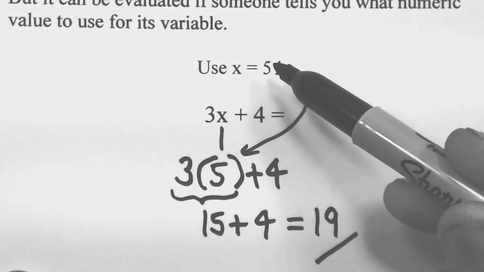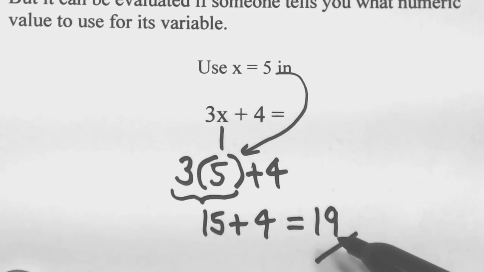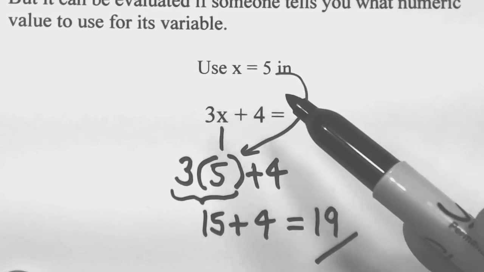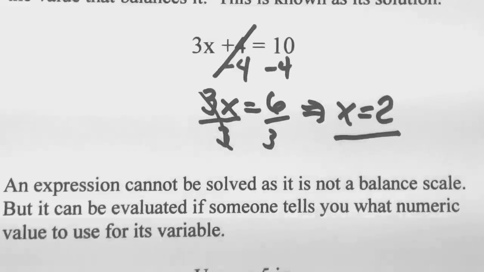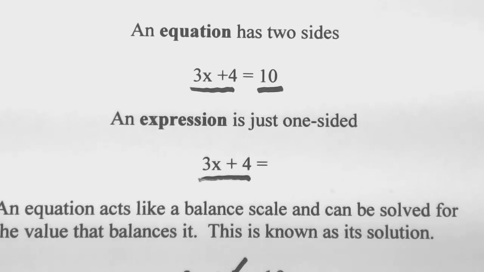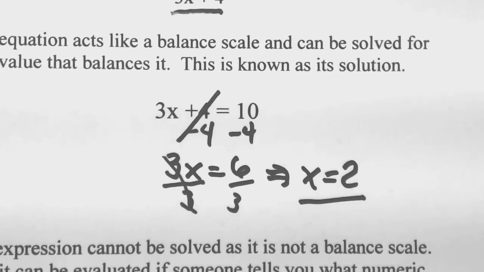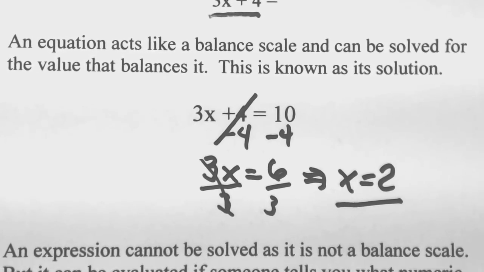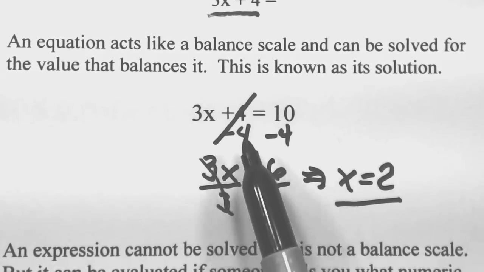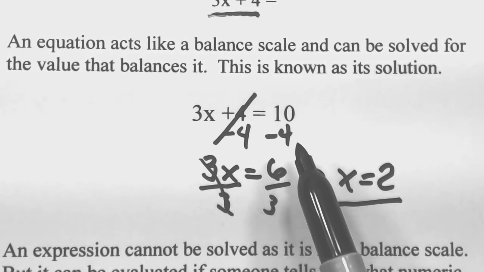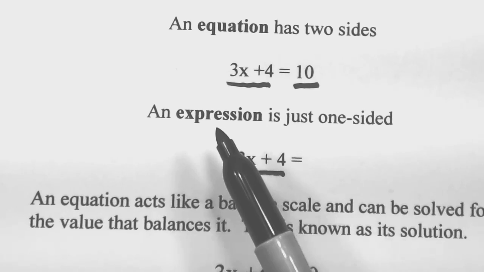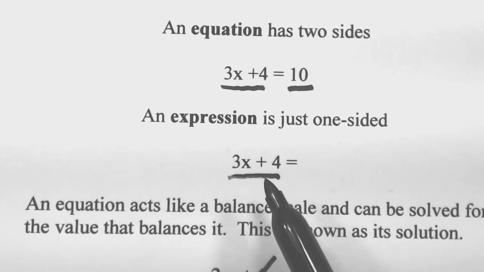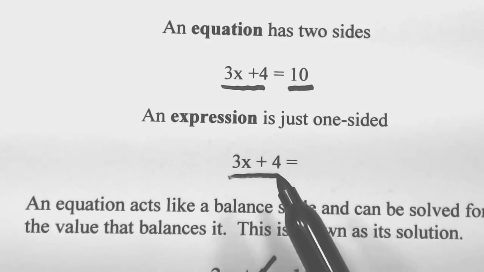Now, if we use some other value for x, we'd have gotten some other value for the expression down here. So, one-sided expressions, you can plug a value in and evaluate them, but two-sided equations, we can turn around and solve those and come up with the value for the variable that balances it, because of course an equation acts like a balance scale. Well, in this first section we're going to be dealing primarily with these expressions, one-sided things, and we're going to be given values to plug in for the variables. So let's get some practice at doing some of these.